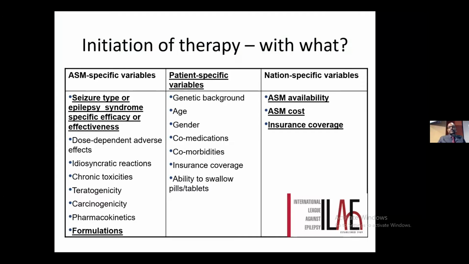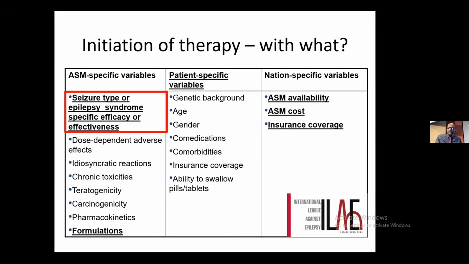Right. So there are anti-seizure medication specific variables starting from the seizure type or the epilepsy syndrome, the dose-dependent adverse effects, the formulations, your pharmacokinetics and dynamics, and there are certain patient-specific variables like the gender, the age, the other medication the patient is on, the comorbidities, and the anti-seizure medication availability. So that is very important when it comes to the situation in the country right now, the cost and the insurance coverage. So there are anti-seizure medication specific, patient specific, and nation specific variables.